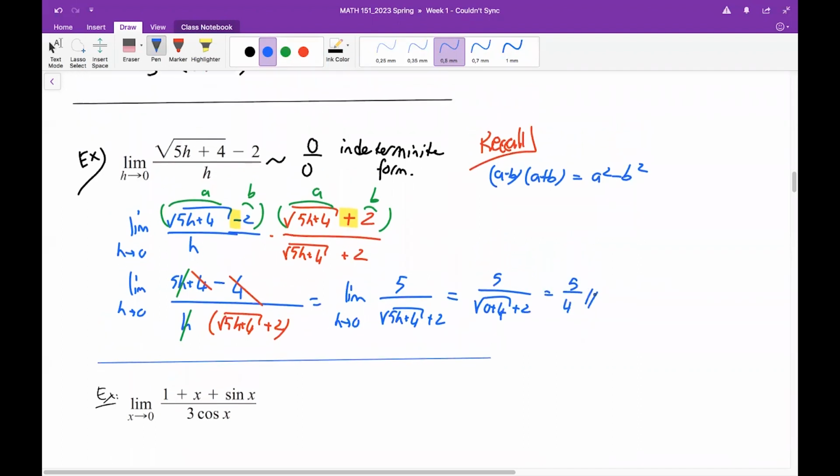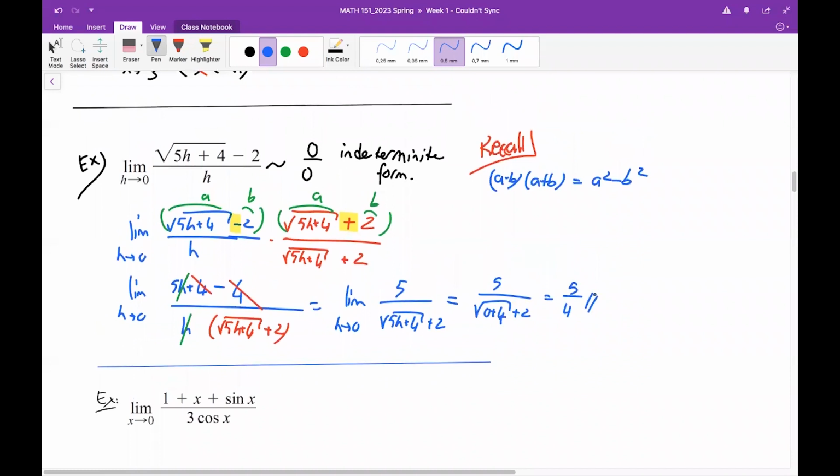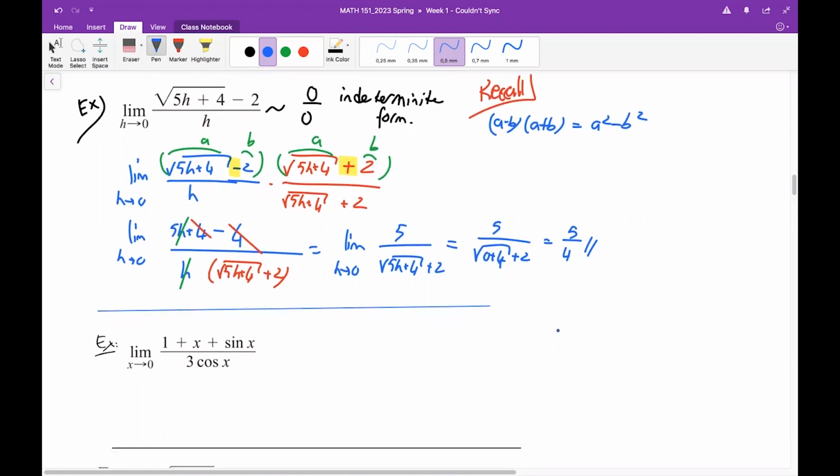Okay? This is another way of dealing with indeterminate forms when your function includes square roots. Then you will multiply and divide by the conjugate of the square root to have simplifications like this. After simplifying, you can easily insert your number to obtain your result. Okay? So let's move on.